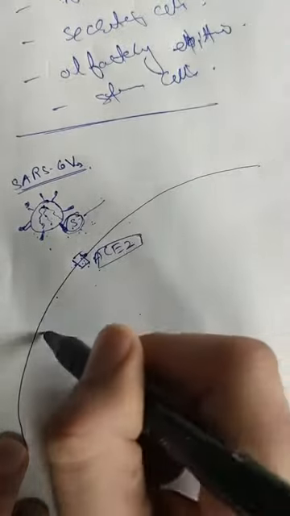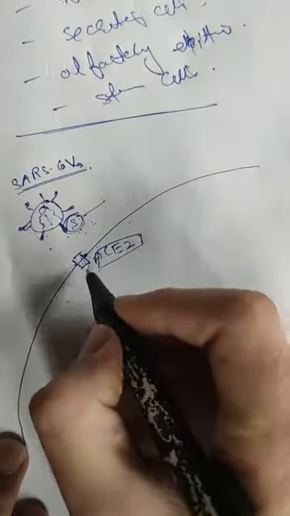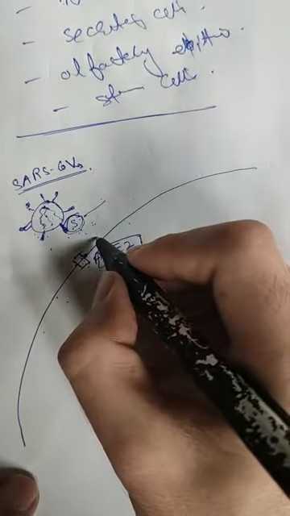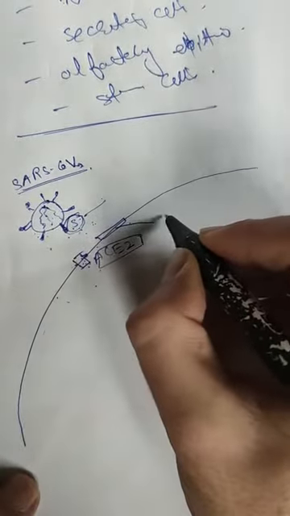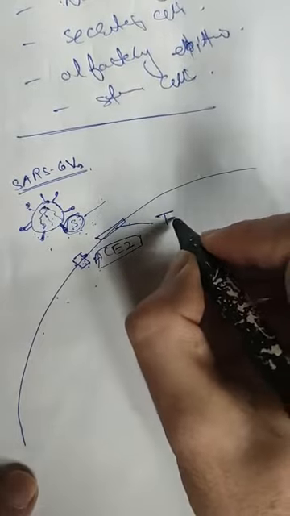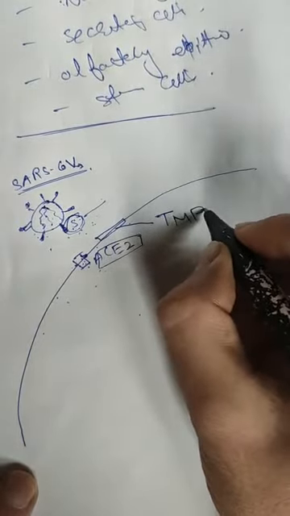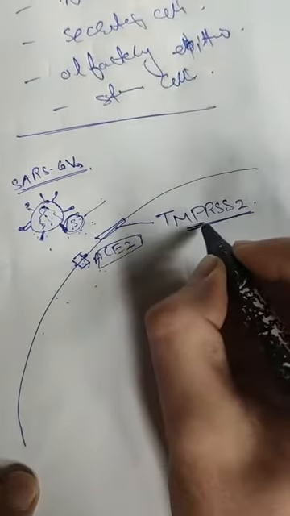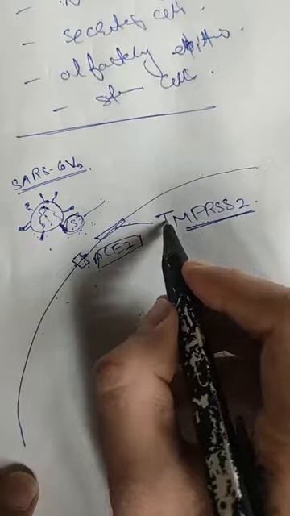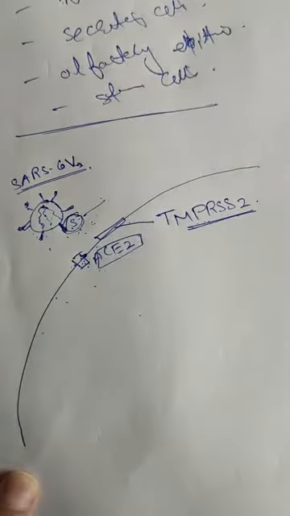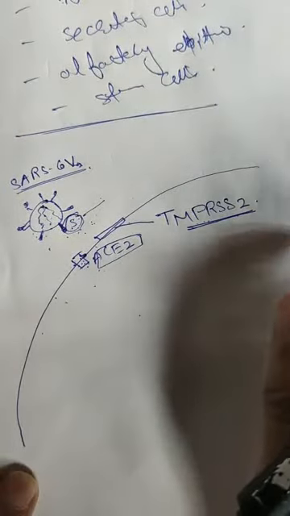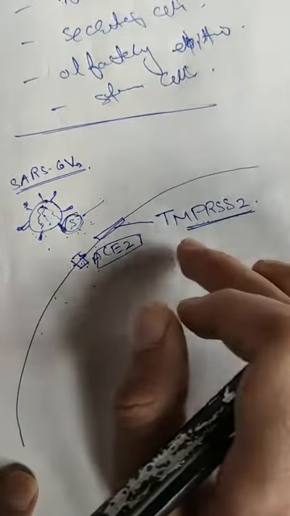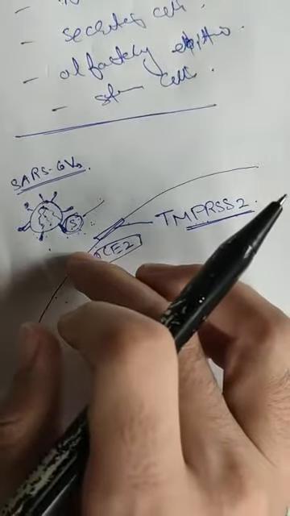That means this is a human cell. So there is one protease, and I will tell you the name of this protease: it is TMPRSS2, the host cell protease. So what happens after that? This causes the digestion of this viral protein.